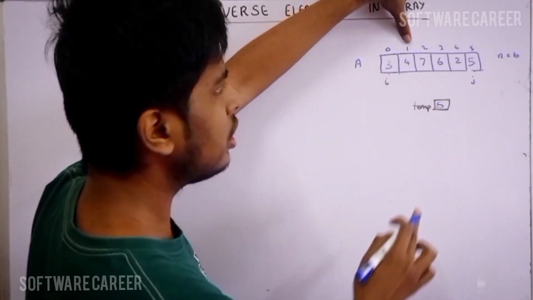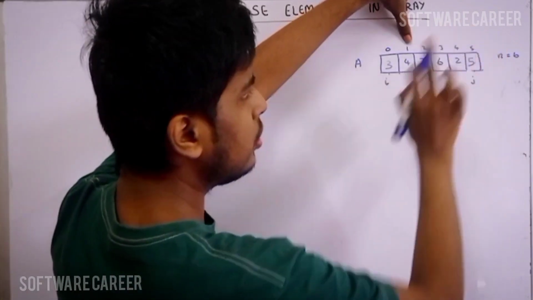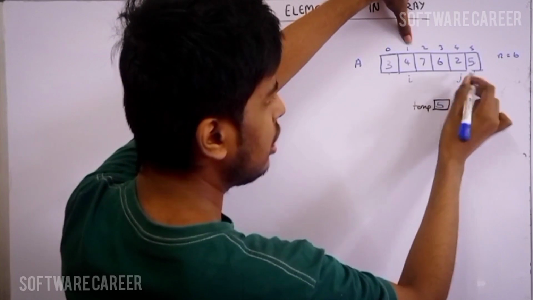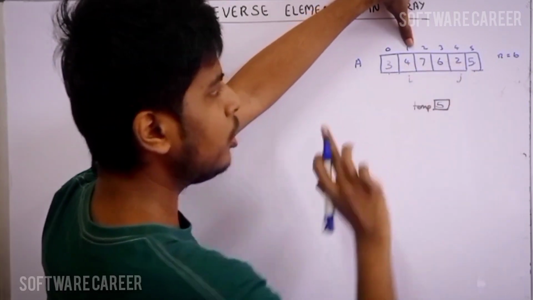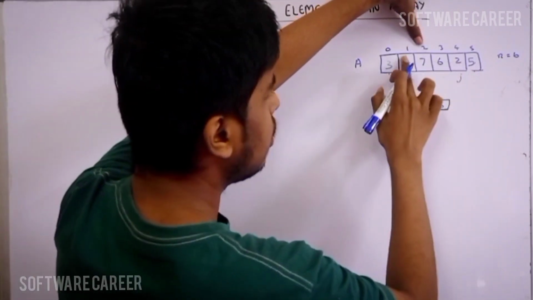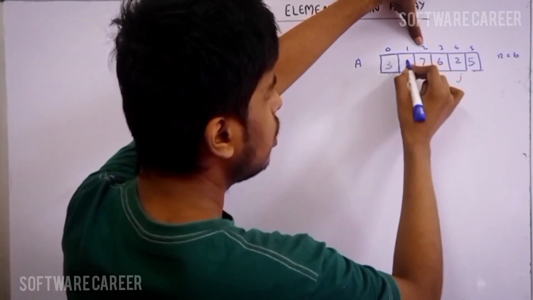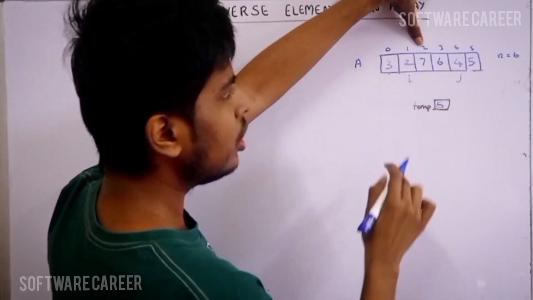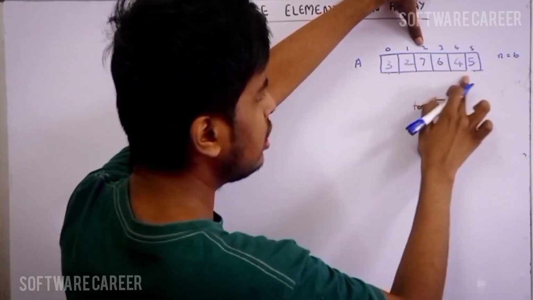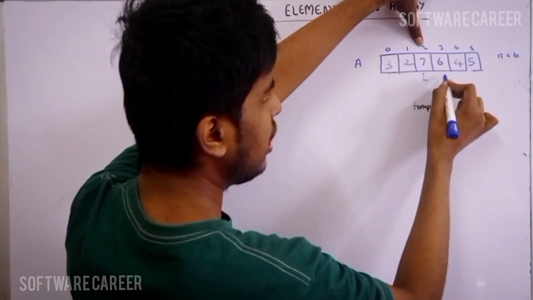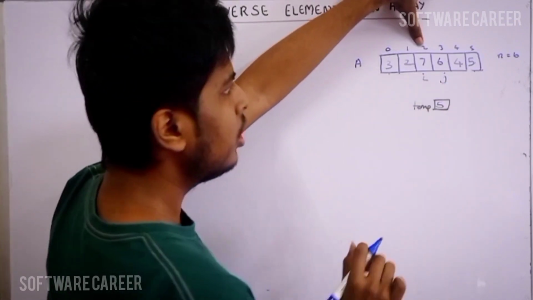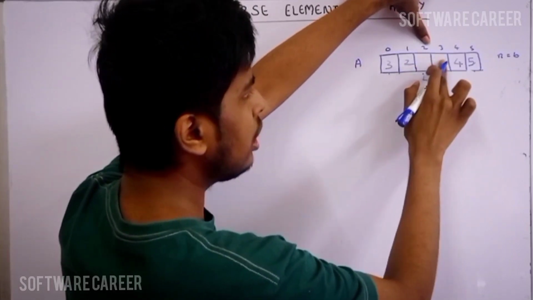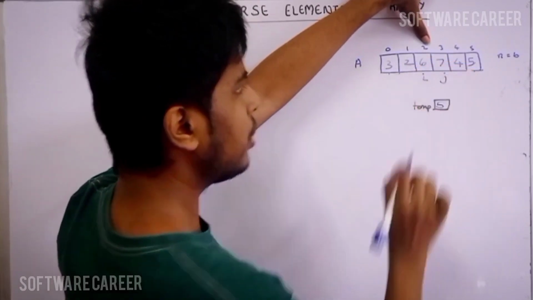Then i value increases by 1, and j value decreases by 1. Now i is here and j is here, at 4. Now again this 4 and 2 will be swapped. Then this will come as 2 and this will be 4. It got swapped. Now i will be at second and j will be at third. Now 7 and 6 will be swapped. So 6 will come here, 7 will come here.